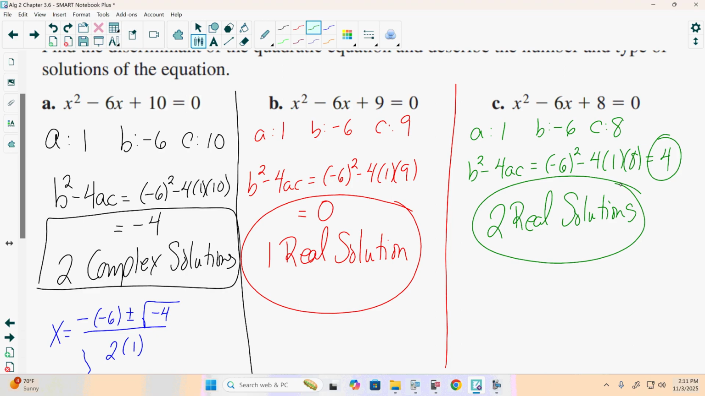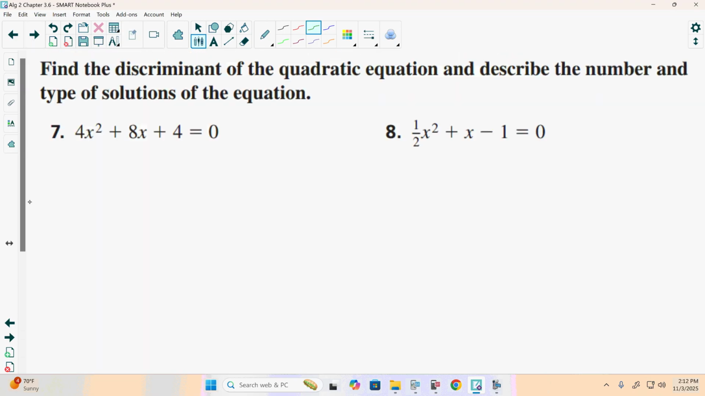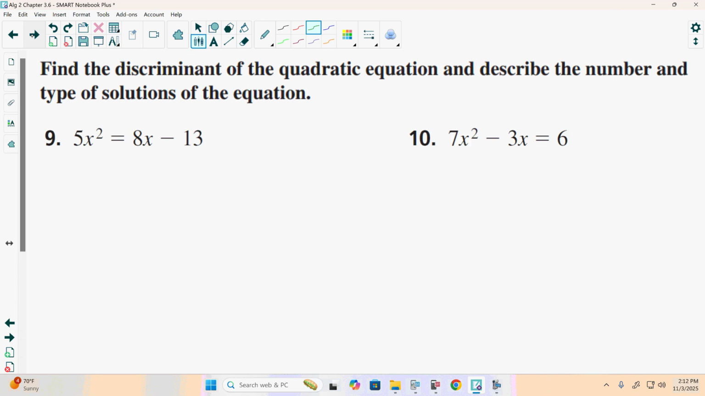Questions on this here? Questions on the discriminant? Because even if we had fractions, or if they're not on the same side, all we've got to do is get them to the same side of the equation, plug in the values of a, b, c, and simplify.